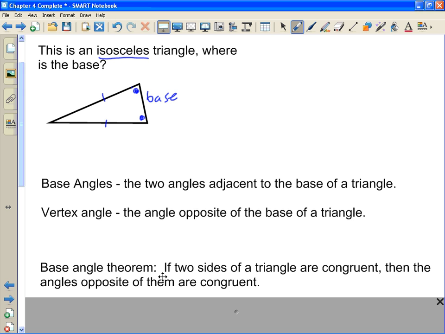Now, what our base angles theorem says is if two sides of a triangle are congruent, like we have in every isosceles triangle, then the angles opposite of them are congruent. So what it means is our base angles, because they are the angles opposite these congruent sides, are going to be congruent as well.